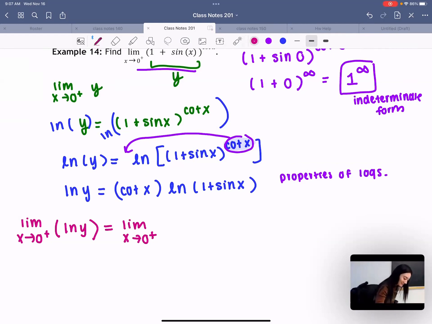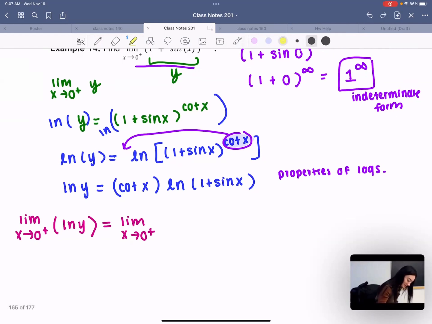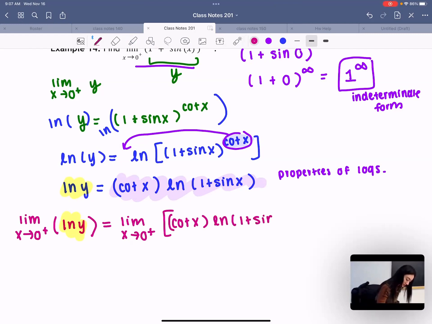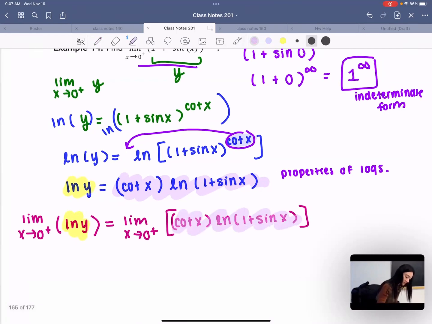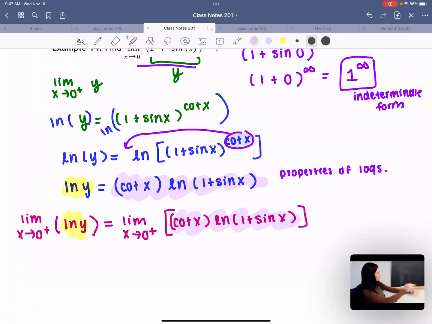So the natural log of y, let me highlight what I'm doing here, and let me use a bigger highlighter, okay? I want to find the natural log of y. Well, the natural log of y is equal to cotangent x times the natural log of 1 plus sine of x, right? That's what I did there, okay? So instead of writing natural log of y, I'm just going to write what I said it was equal to: cotangent x times the natural log of 1 plus sine of x. Okay, so I'm just replacing natural log of y with what I found on the right-hand side of the equation.